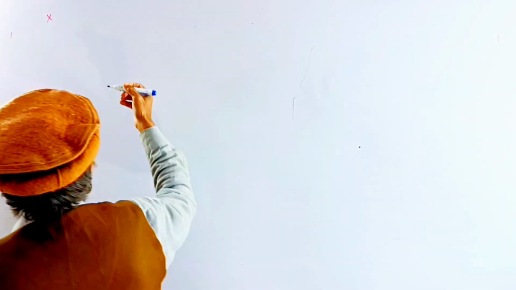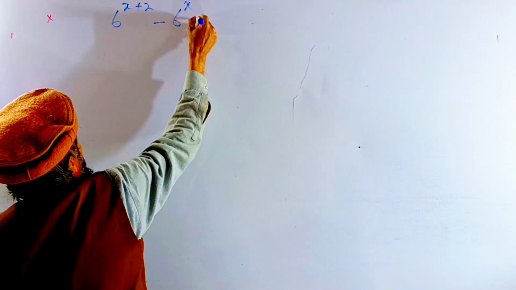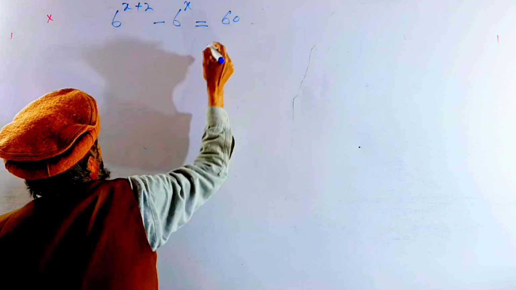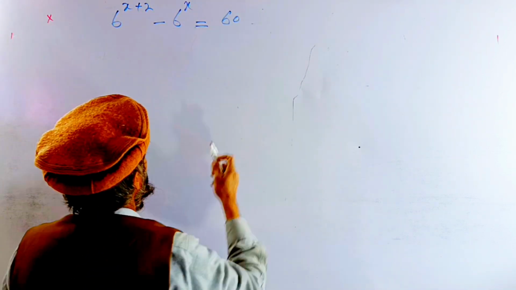We have a new question for you, dear family members, that was already asked in the entry test for Oxford University. So let's come to the question: 6 power x plus 2 minus 6 power x is equal to 60. How do we calculate the value of x, which is unknown?